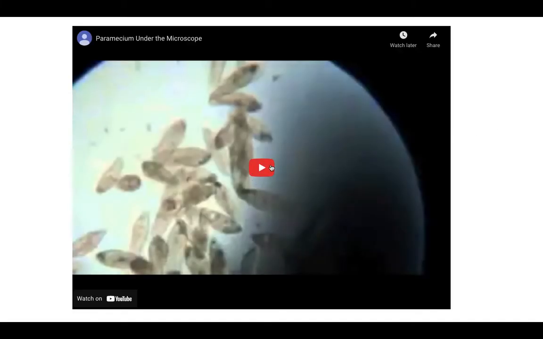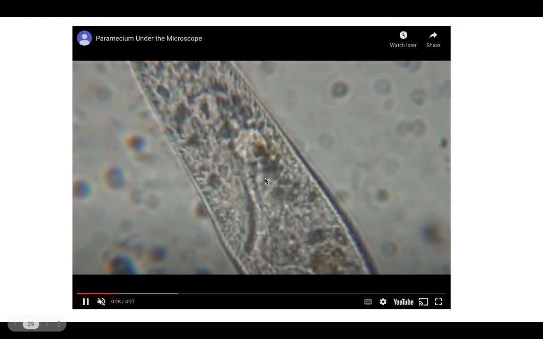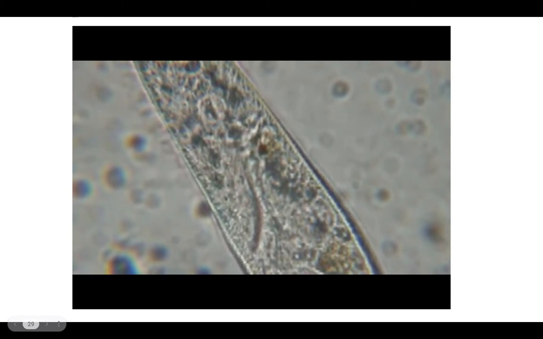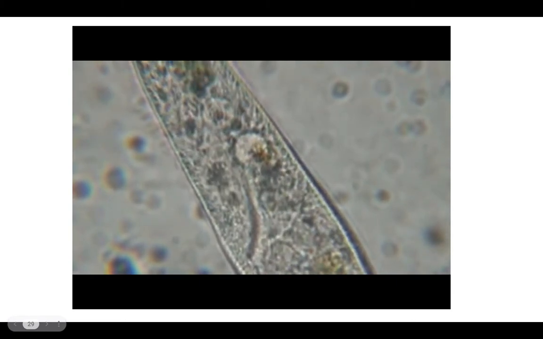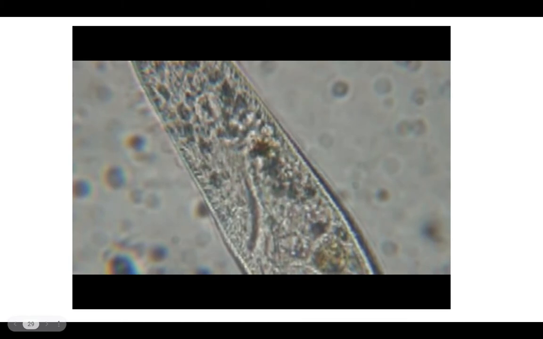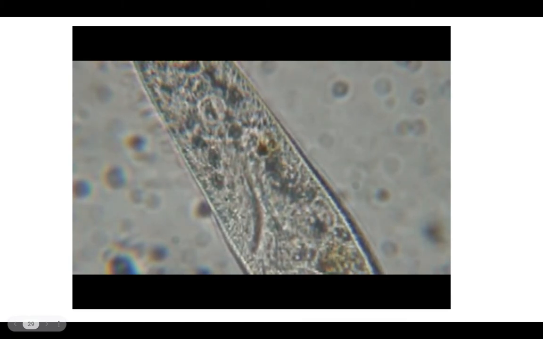Let's look at some paramecia under the microscope. So you can see movement inside the cell. Those might be food vacuoles moving around. The winking that you just saw, there it is again, that's the contraction of the contractile vacuole. And there it is slowed down. So that's squeezing excess water out of the cell.